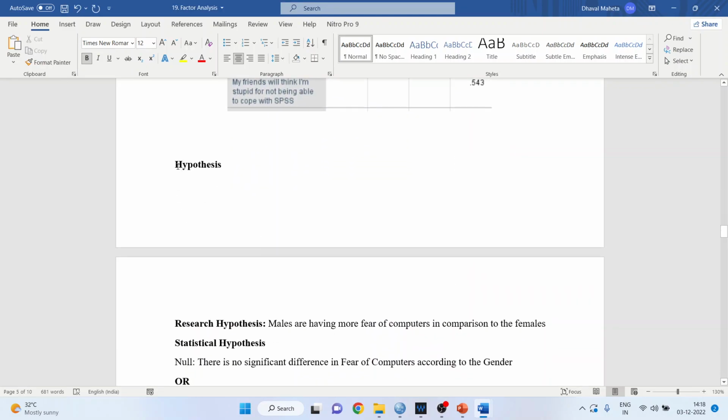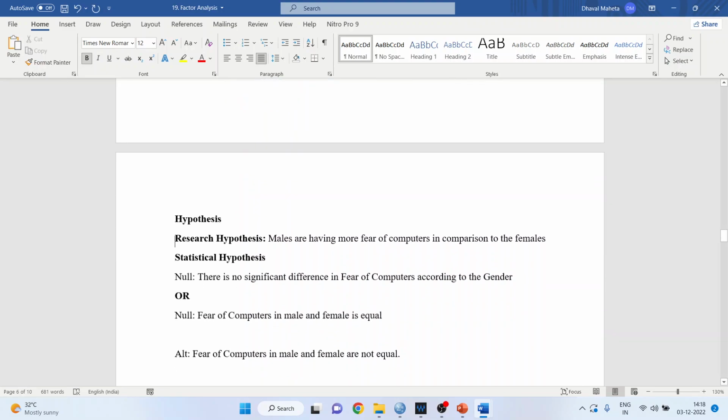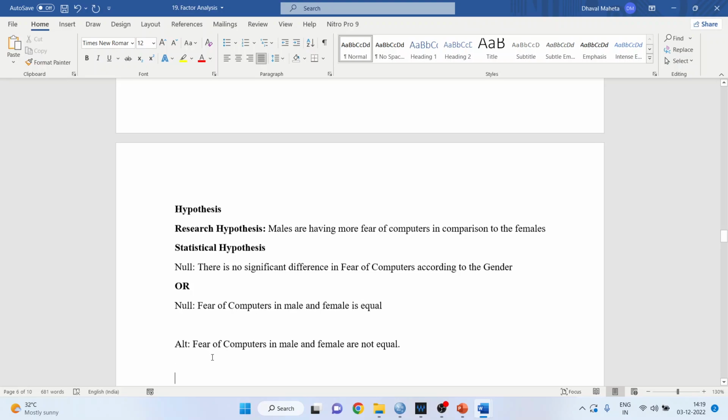Again, we can frame one hypothesis. The research hypothesis is that males have more fear of computers in comparison to females. I'll convert this into the statistical hypothesis. The null: there is no significant difference in fear of computers according to gender. Or you can write the same null as: fear of computers in male and female is equal. Alternative: fear of computers in male and female are not equal.